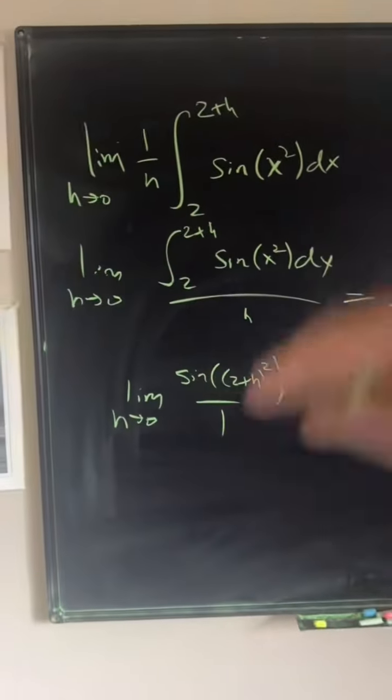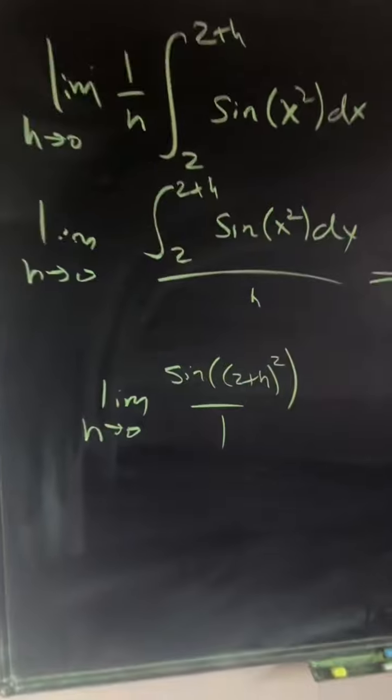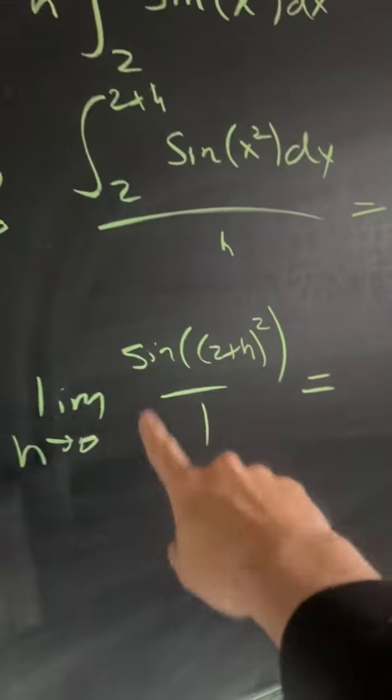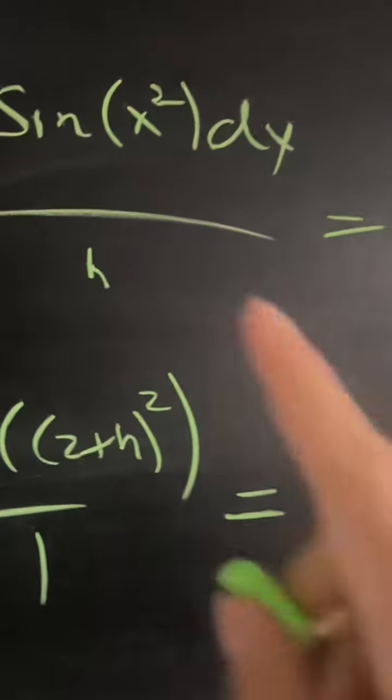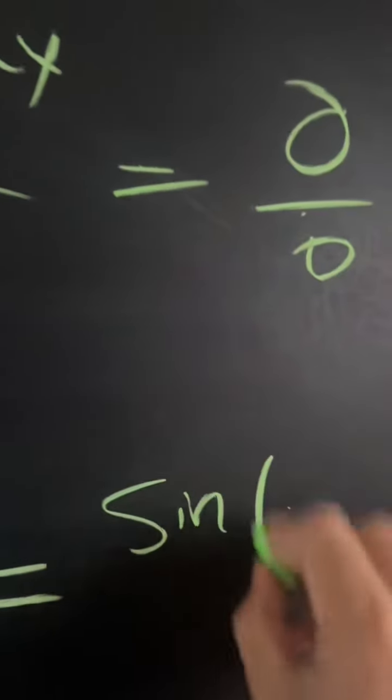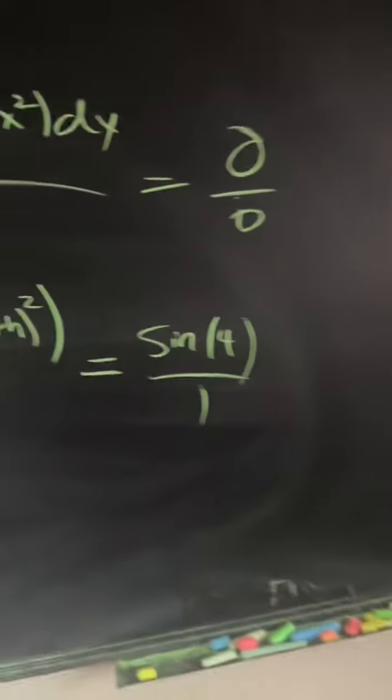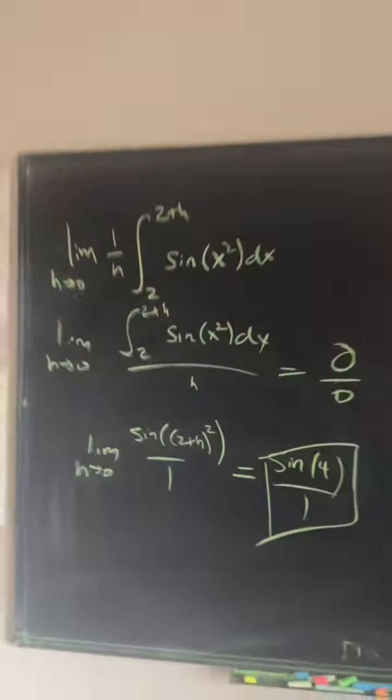And then now, once again, we can go ahead and use direct substitution again, and we get an answer of sine of (2 plus 0) squared, so that's going to be 2 squared. So we get sine of 4 over 1, whatever that is, and that is the solution to that particular problem.